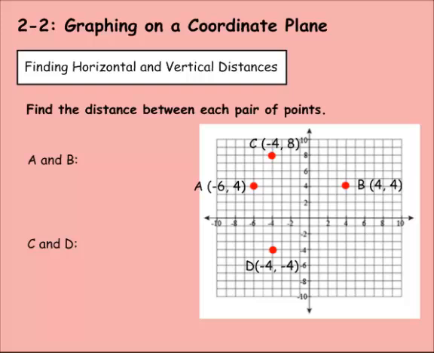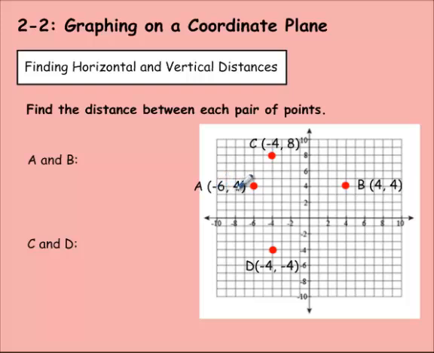Now we need to find the distance between each pair of points, and it's finding horizontal and vertical distances. And that means they're all on the same x number, or they're both on the same y number. We just need to find the difference in left and right or up and down, which makes it a lot simpler. Here we have A and B.